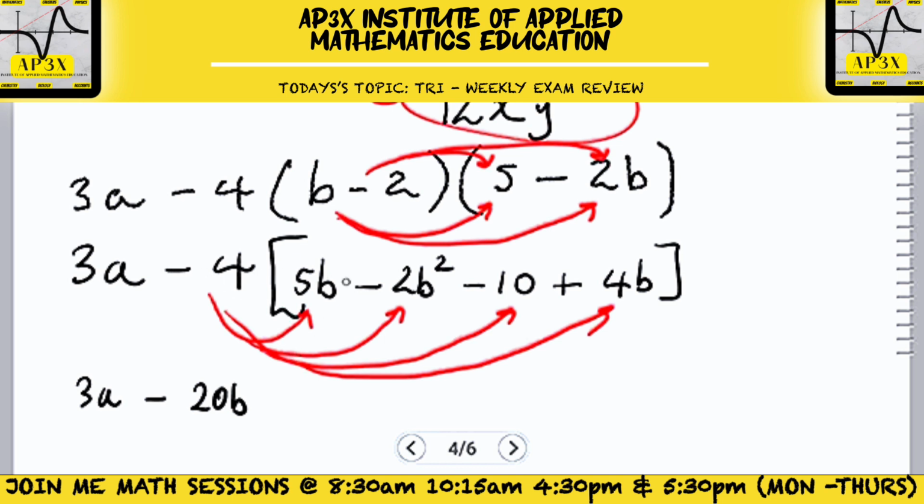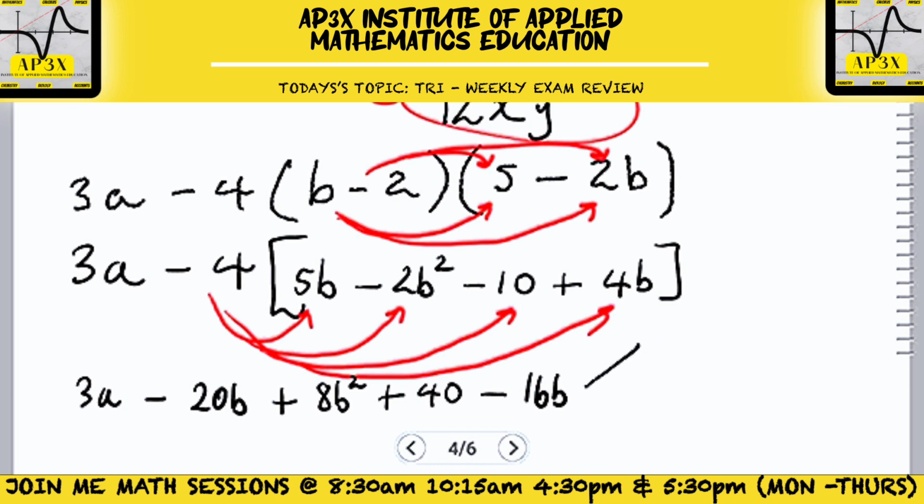So negative times negative, remember that the sign outside affects the sign inside. 4 times 2, that is 8b squared. Negative times negative is positive. 4 times 10 is 40. And negative times positive is negative. Remember, the signs will be affected. 4 times 4b is 16b.